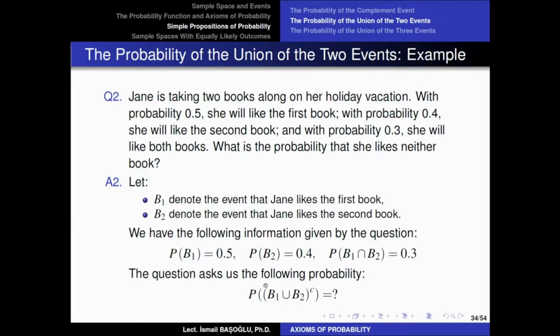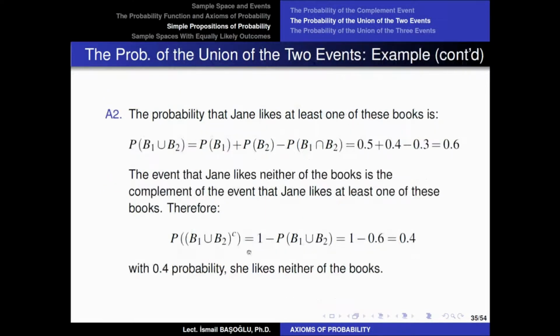And according to the De Morgan law, B1 complement intersection B2 complement is also equivalent to the complement of B1 union B2. Now, B1 union B2 means what? The union event means she likes at least one of these books, right? And its complement is the fact that she likes neither book. Now, the question is asking me this probability. How can I find the answer for this probability? I'm just going to use my first proposition.